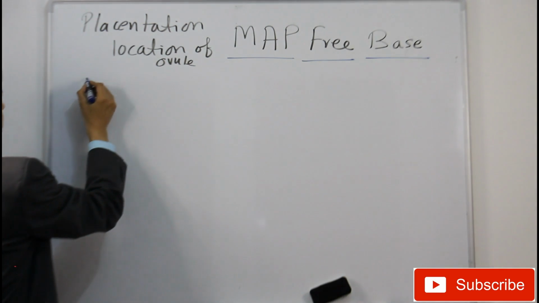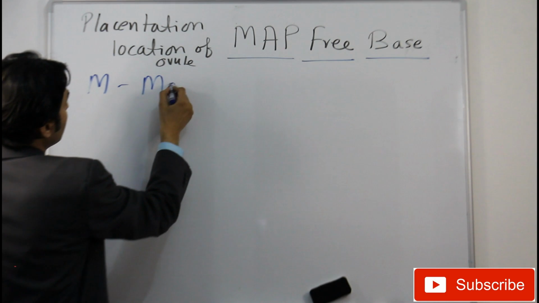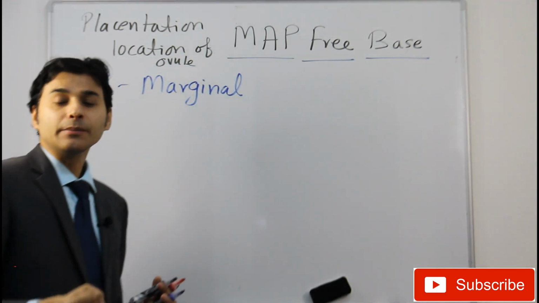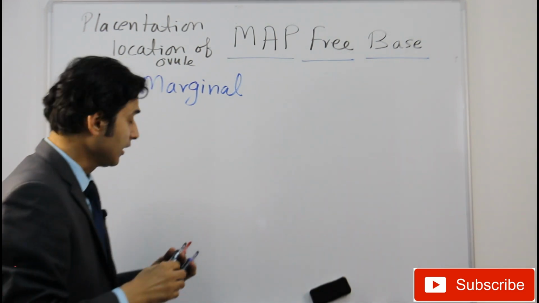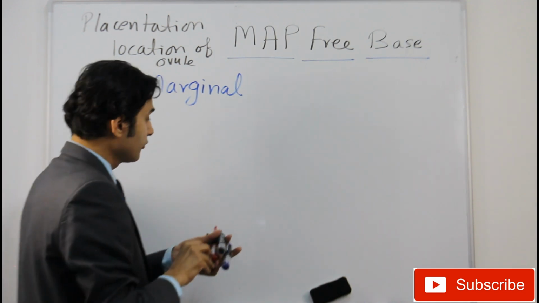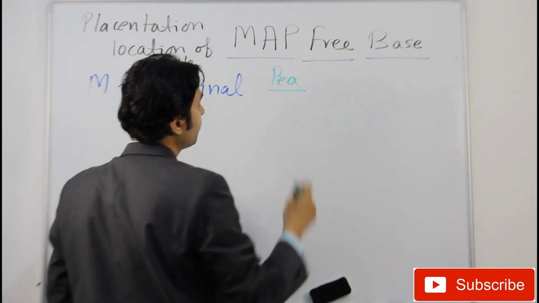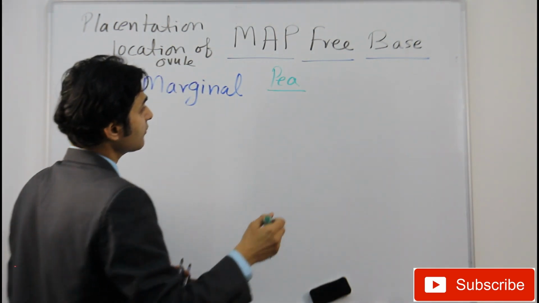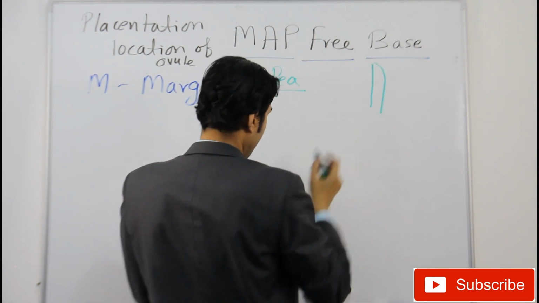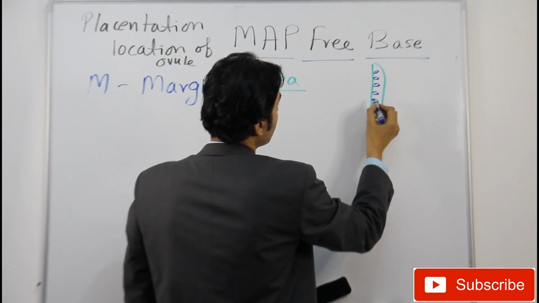Let us see map. First M. This M is marginal. What does this mean? This means the marginal placentation type. The first type of placentation is marginal. Now marginal means on the margin. So if you see the P, the pod, because this is the P, here you will see that these are the ovules which are attached.